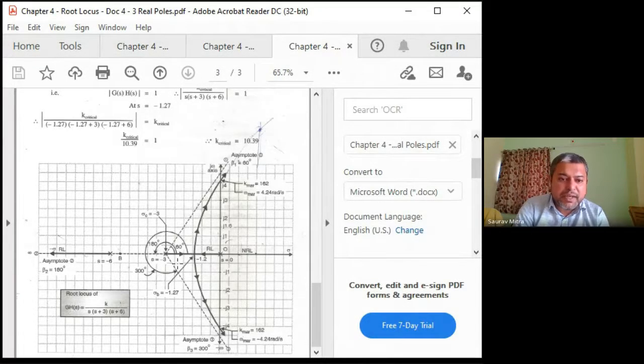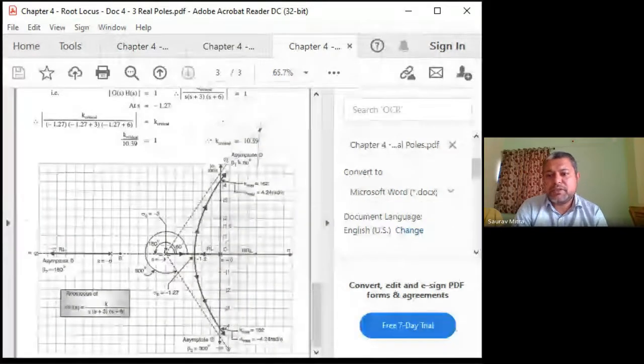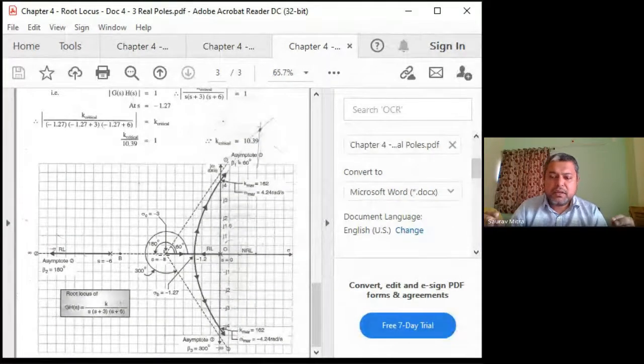So in that case you will find that the poles are at minus 100 and minus 200. For k equal to 0, the roots are placed at minus 100 and minus 200. That means if you increase the value of k, they will come and meet at minus 150 or maybe at some other point.